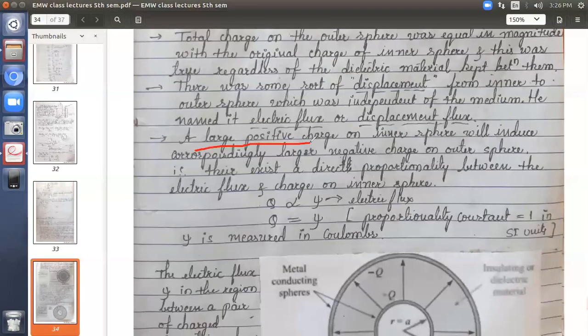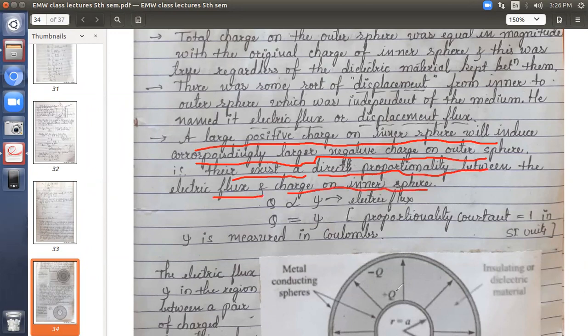A large positive charge on the inner sphere will induce a correspondingly similar negative charge on the outer sphere. This was his observation. And there exists a direct proportionality between the flux and the charge on the inner sphere. So this was his experiment. He finally concluded that the charge he put on the inner sphere is directly proportional to this psi, called the electric flux.